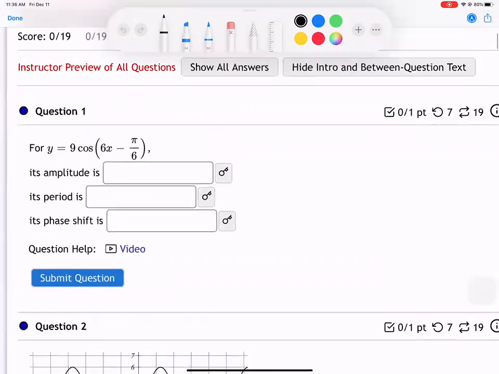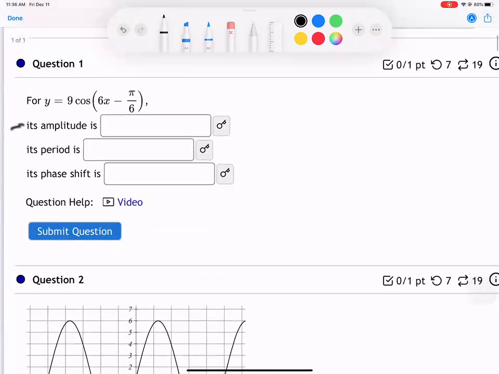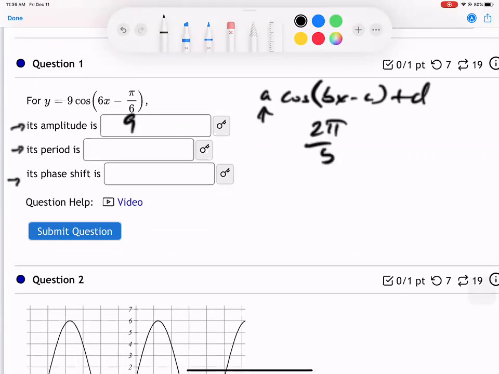So question number one is asking me for the amplitude, the period, and the phase shift. Each of these values is locked into A cosine of BX minus C plus D. The amplitude is easy. That's our A value, which is 9. That's always a freebie. The period is 2 pi over B. In this case, it's 2 pi over 6, which is pi over 3.